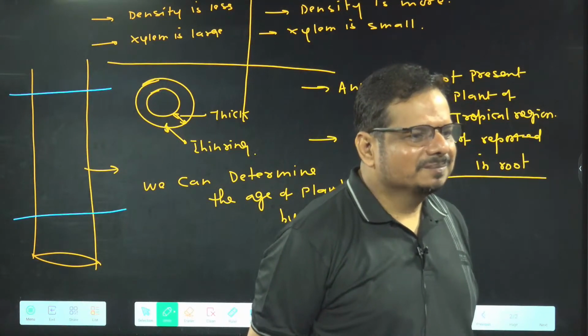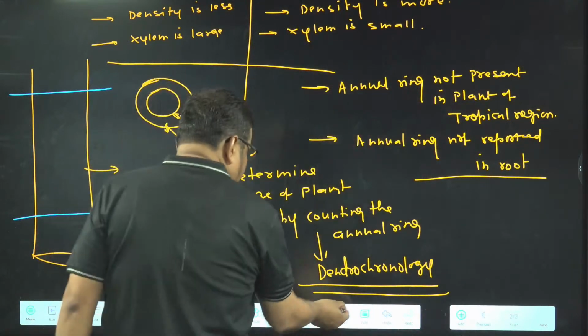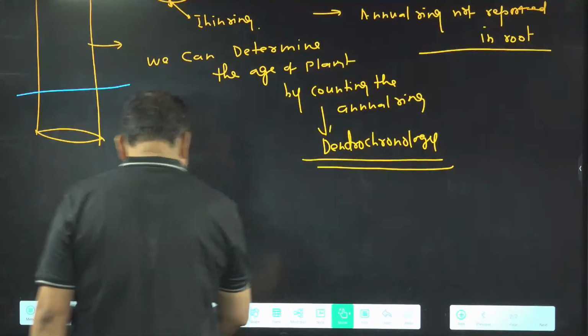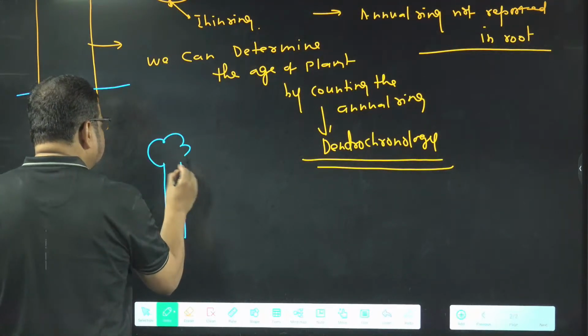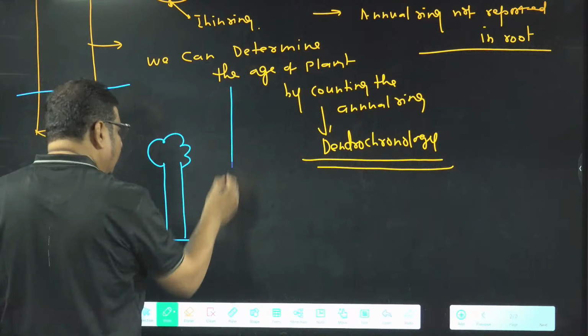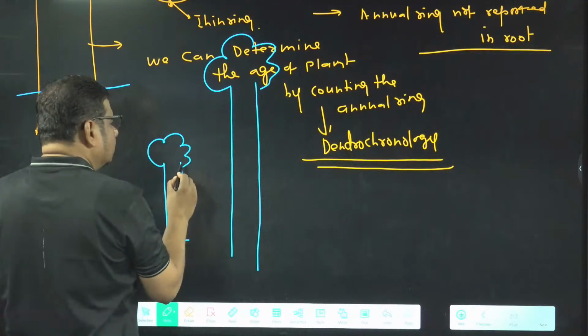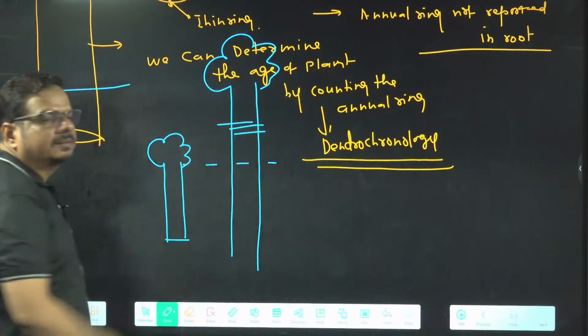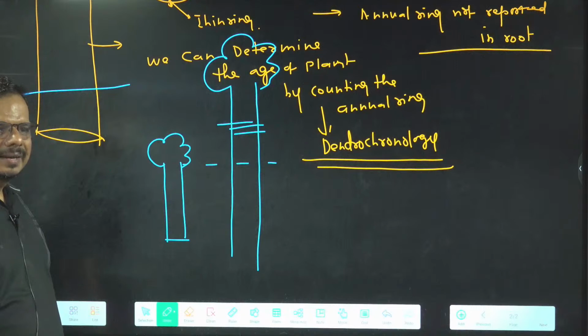How is it the same? Suppose earlier this was the height of the tree, and now this is the height of the tree. So this part came later, right? Are you getting the idea?